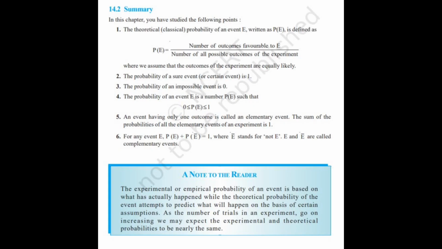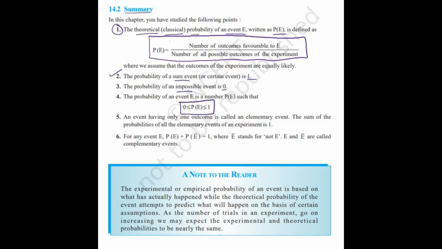Let us conclude the video by having a quick glimpse on the summary part. So in the summary, the first point, the theoretical, which is otherwise known as classical probability of occurrence of an event, is written as P(E), and theoretical or classical probability of occurrence of an event is calculated using the formula number of total favorable outcomes divided by total number of outcomes. The second one, probability of a sure event is always 1, probability of an impossible event is 0. Probability of happening of an event always lies between 0 and 1.